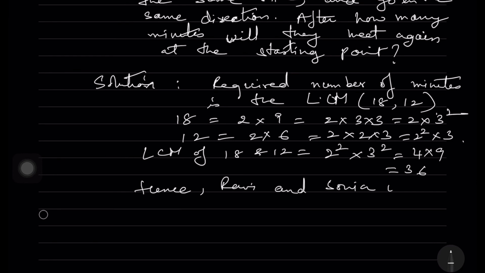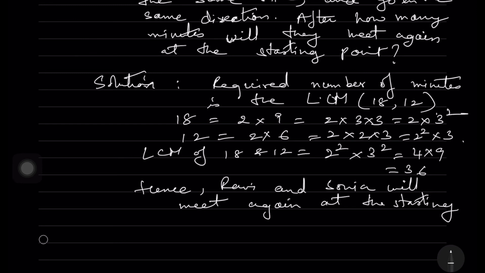So hence Ravi and Sonia will meet again at the starting point after 36 minutes. So after 36 minutes they will meet again at the starting point.